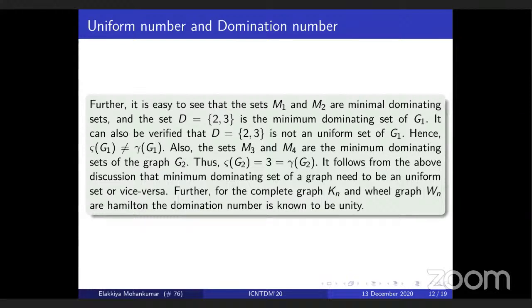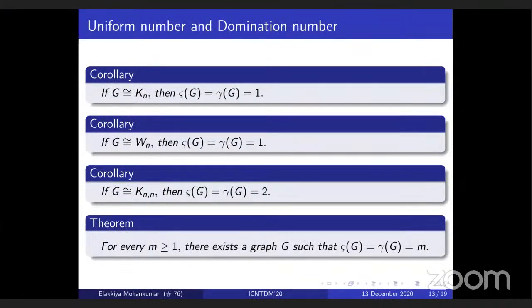So, thus, tau of G2 is equal to 3, that is equal to the domination number of G2. So it follows from the above discussion that a minimum dominating set of a graph need not be a uniform set or vice versa. Further, for the complete graph Kn and the wheel graph Wn, the domination number is known to be unity. So, uniform number and domination number.